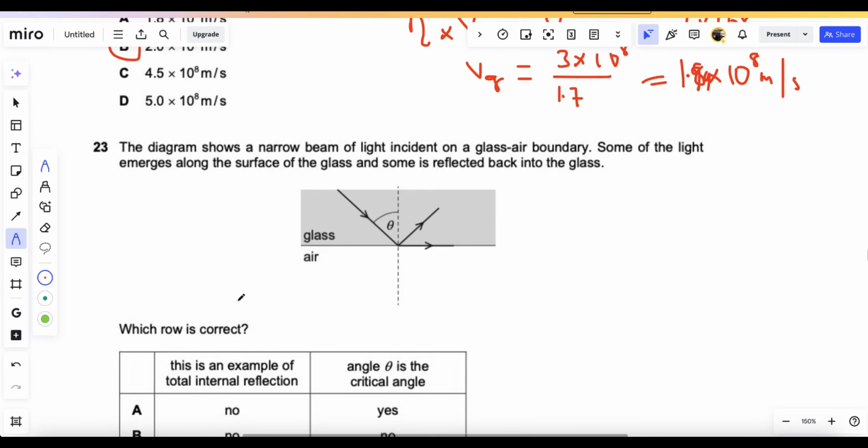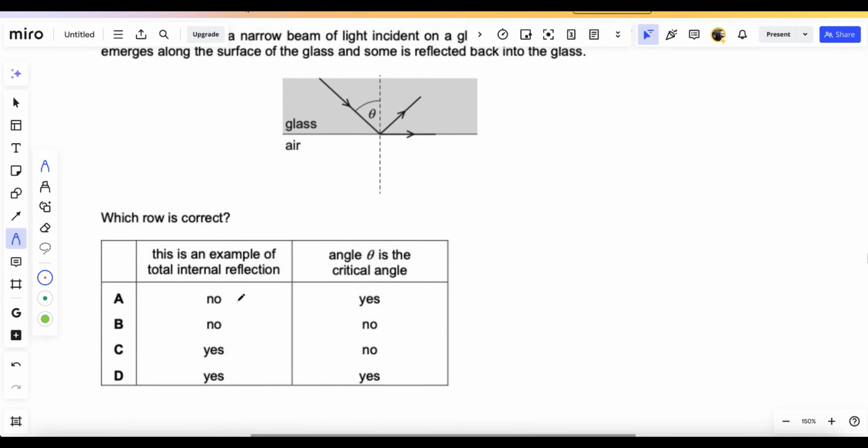Which row is correct? This is an example of total internal reflection. No, it's not an example of total internal reflection, because some of the rays are moving along the boundary. It's not all the rays that go back inside. Some are moving along the boundary, so they are not totally internally reflected. So A, right?